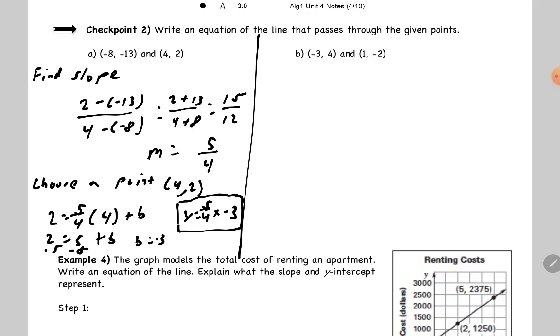Okay, part B. So find the slope. Negative 2 minus 4 over 1 minus negative 3. Negative 6 over 1 plus 3, which is negative 6 over 4. This can be reduced to negative 3 halves, because they're both divisible by 2.